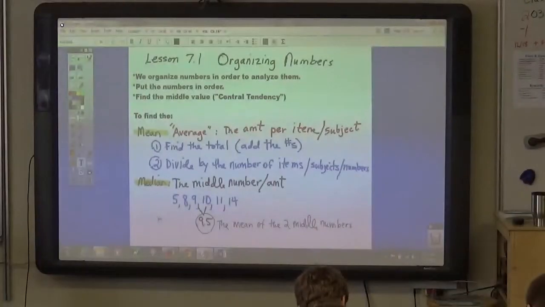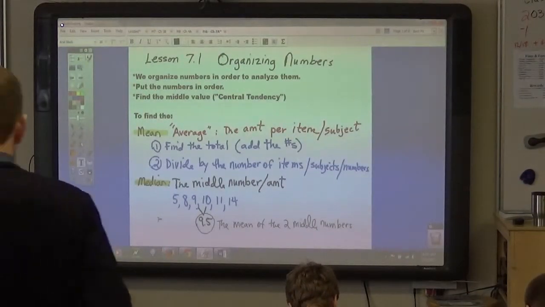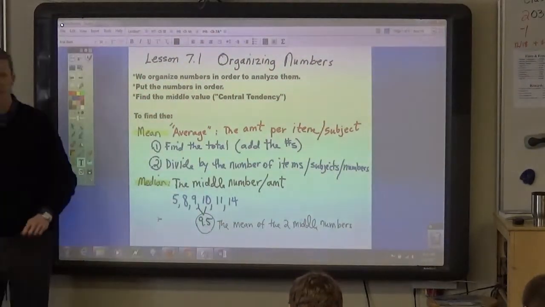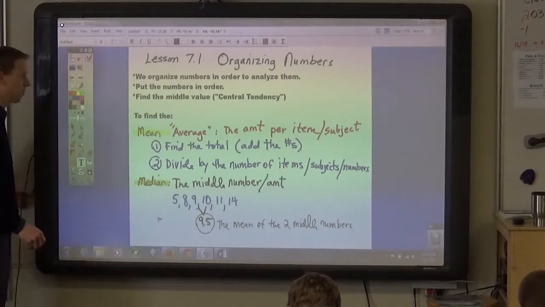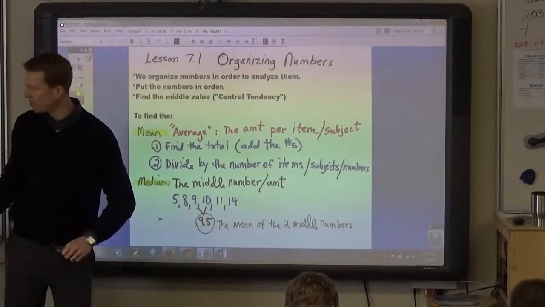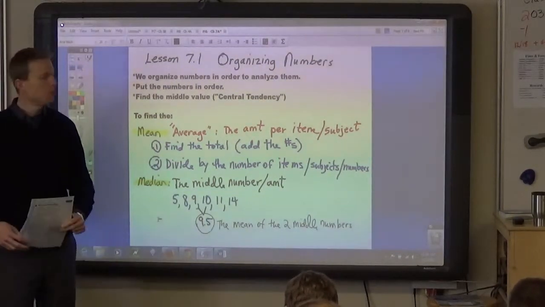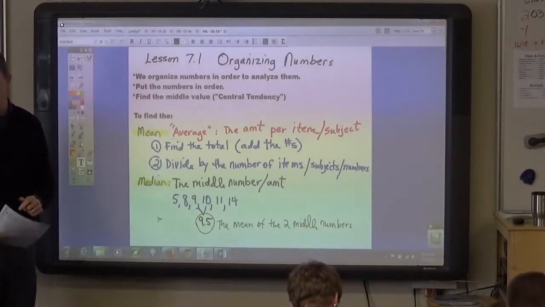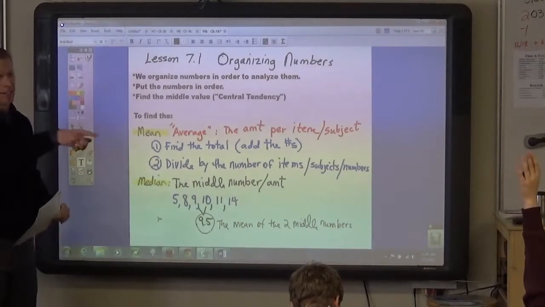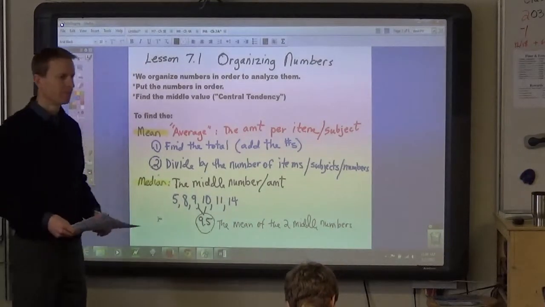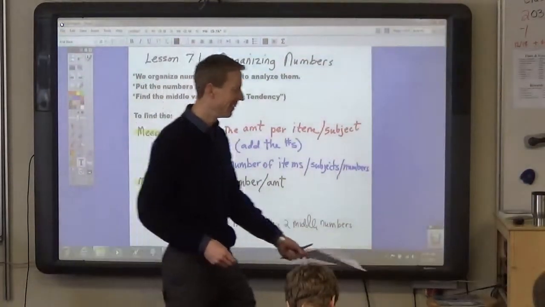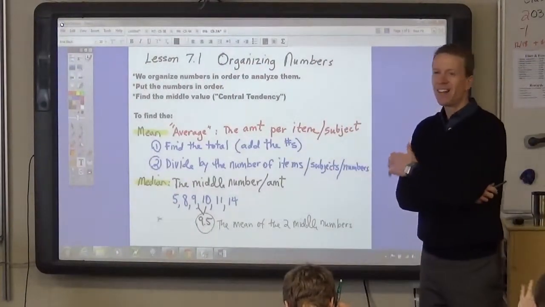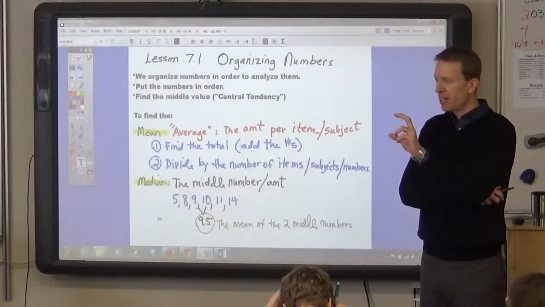All right, class, we're going to start a new chapter today. Chapter 7. Chapter 7 is about organizing numbers. The reason that you want to organize numbers is because it helps you to analyze them. You know what analyze or analysis is? That's okay, Max. Analyzing means that you can see things about the numbers.